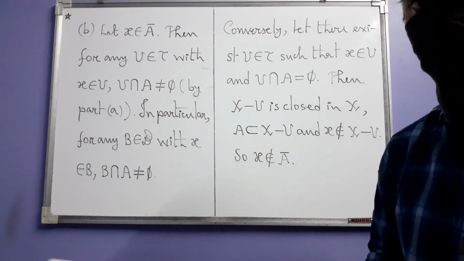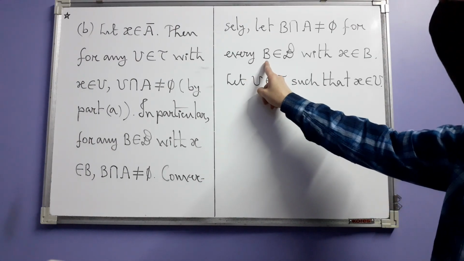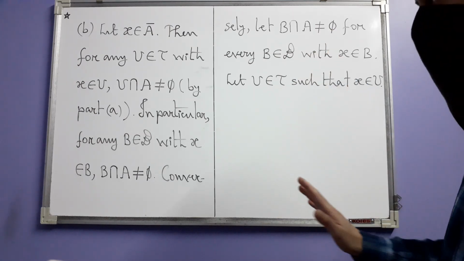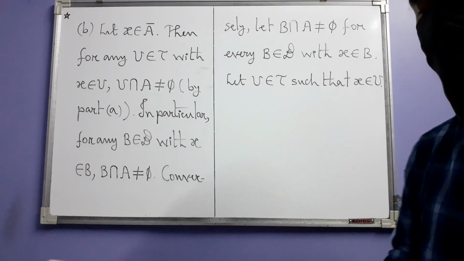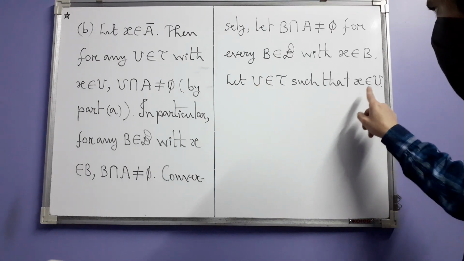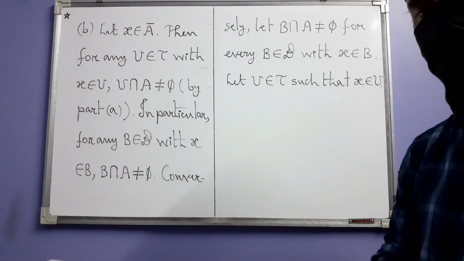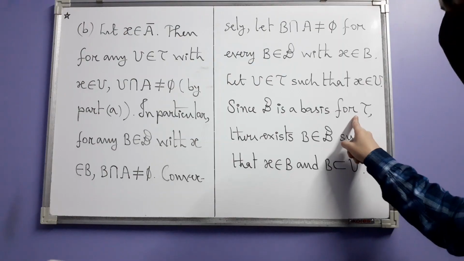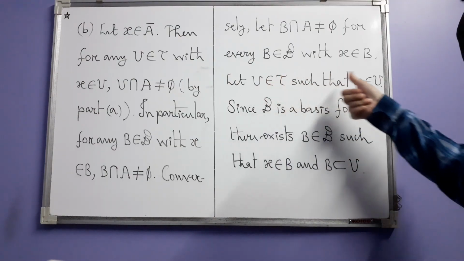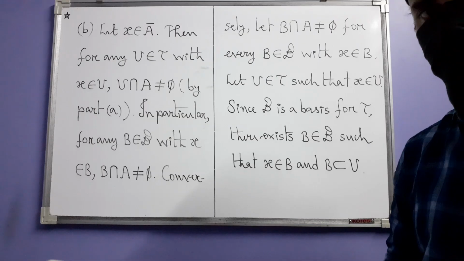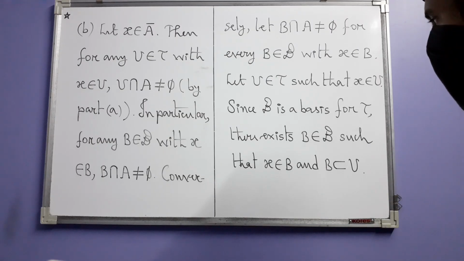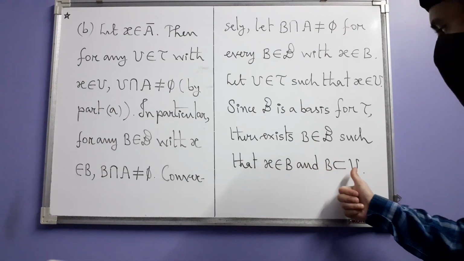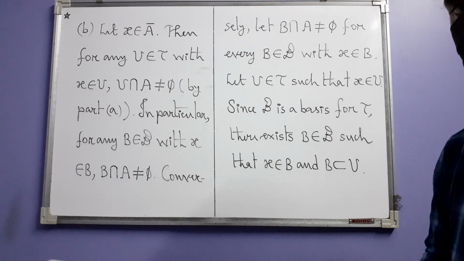Now we have to prove the converse. Conversely, let any basis element B which contains X intersect A. Now we have to prove that this is also true in general for all open sets. So next we take an open set U which contains X. Now we have to prove that U then also intersects A. Now since B is a basis for our topology tau and U is an open set containing the point X, by the definition of a basis generating a topology, we will have a basis element B which will contain that point and will itself be contained in U as a subset.